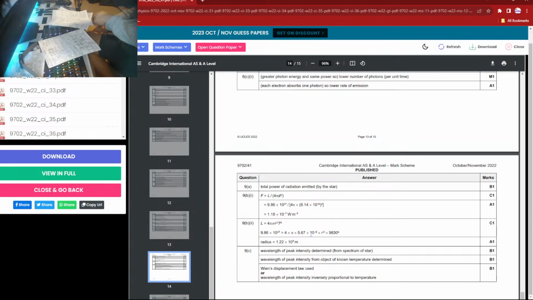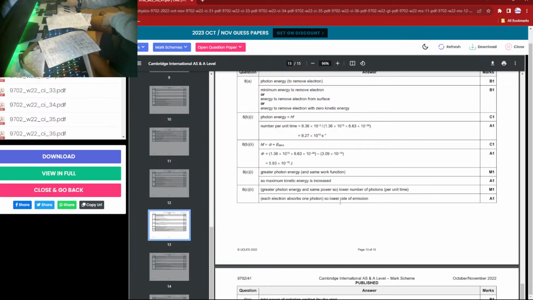B1, 1.2 times 10 to the power negative 7, that's correct. Power of radiation emitted. So it's radiation, not waves. Number 2, rate of emission remains constant as no change in power, and power is, so first one, greater photon energy, so it's lower rate of emission, my bad, because the frequency is increased, so greater photon energy and same power. Frequency is increased, so you have greater photon energy, so you will have the same power.